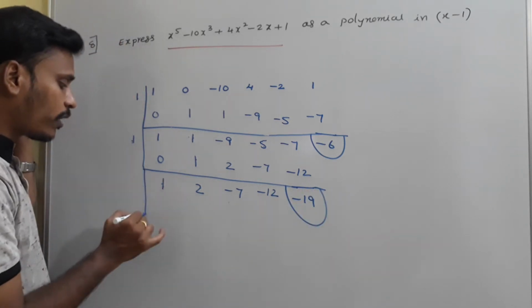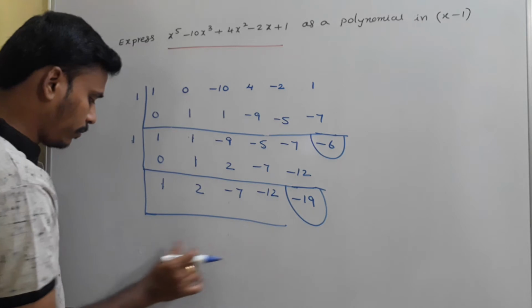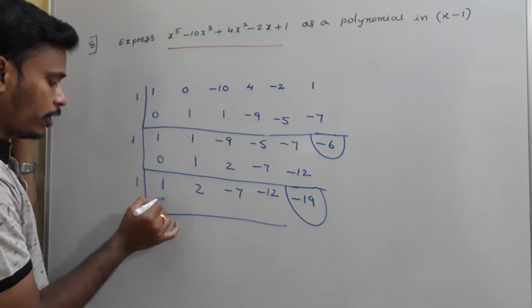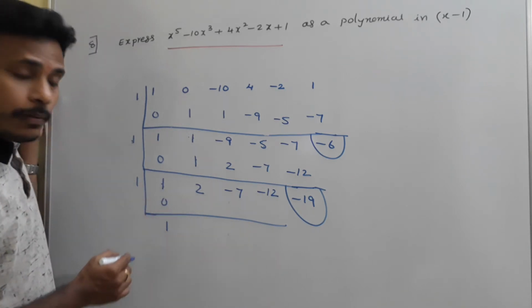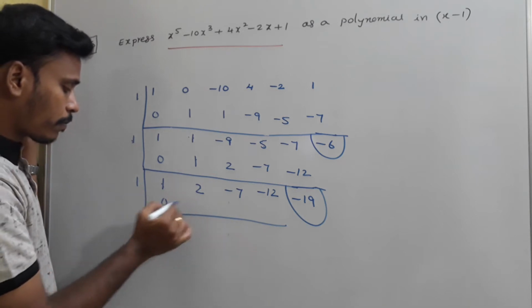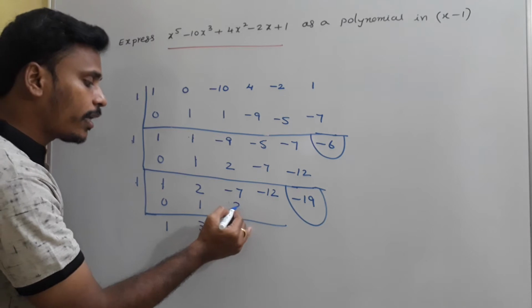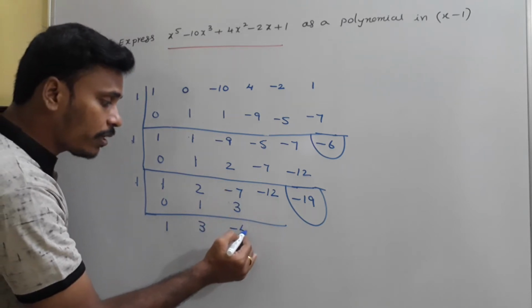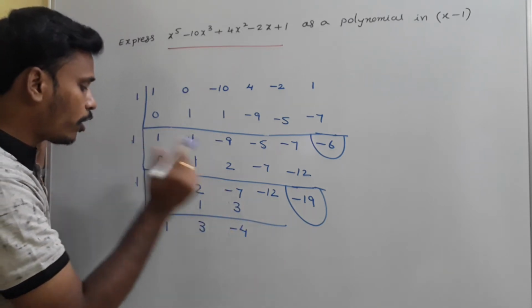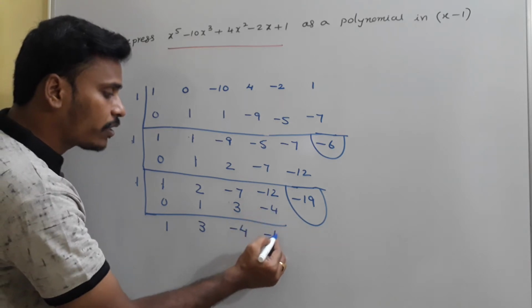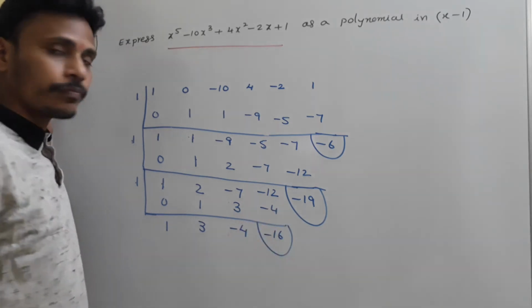Again I need to do with 1. 1 plus 0 is 1. 1 into 1 is 1. 2 plus 1 is 3. 3 into 1 is 3. Minus 7 plus 3 is minus 4. Minus 4 into 1 is minus 4. And this is minus 16.